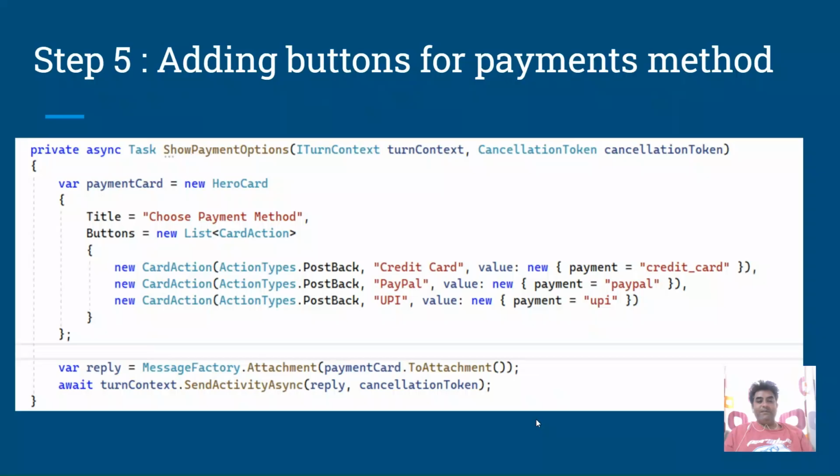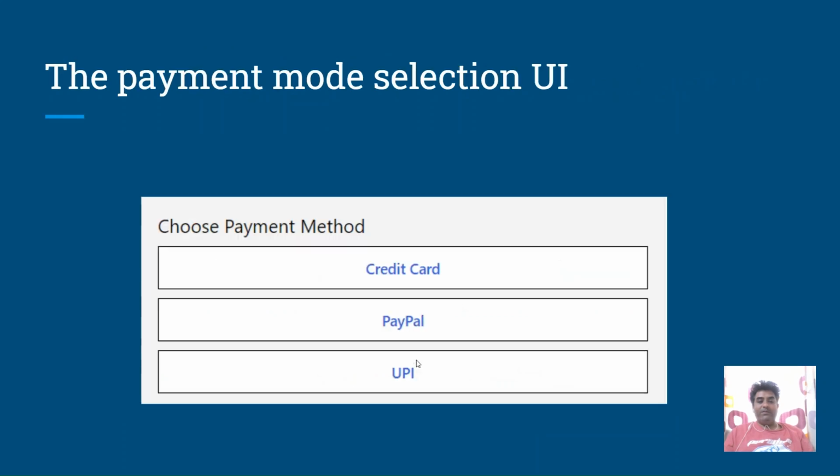Next, once the order is confirmed, we will be showing the payment options to the user. Again, we have used a hero card, where a card would be created with three buttons, where all three options that we are supporting for payment would be generated, and the value associated would be recognized by our code, like credit card, PayPal, or UPI, and in the same way it will be sent to the user for selection.